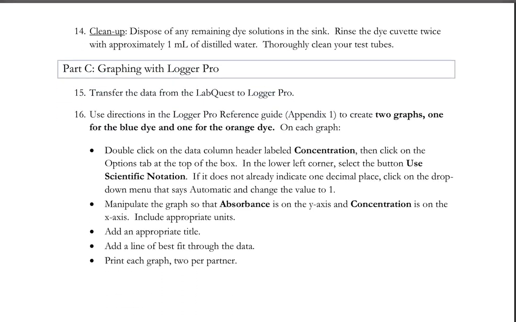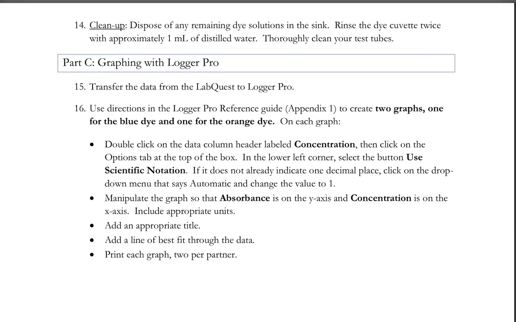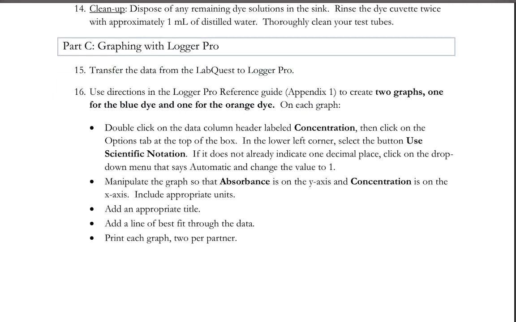And then we take this data and we go to a computer, get into Logger Pro, transfer the data, and we should get a graph of absorbance on the y-axis, concentration on the x-axis. We will give it a title. You could call it absorbance versus concentration. Do indicate whether it's the orange dye or the blue dye data that you are talking about, because you will have two graphs total. Both of them are calibration graphs, absorbance versus concentration, but one is for the orange dye, one is for the blue dye.